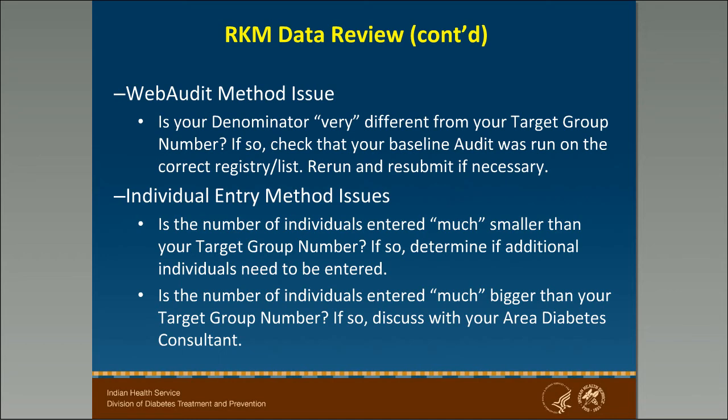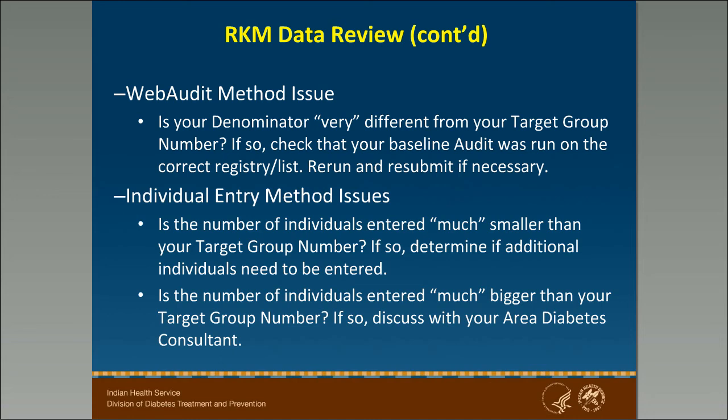All right, so going into the RKM data review, web audit method, one common issue we see sometimes as well is, is your denominator very different from your target group number? That might be a case where you just pulled from the wrong report. If there's multiple reports in the web audit, it may be kind of hard to figure out which report you need to pull in. So if so, check that your baseline audit was run on the correct registry list, rerun, and resubmit if necessary. Also helps to name it. A lot of grantees will name their baseline. They'll put baseline into the name when they're creating their report in the web audit.